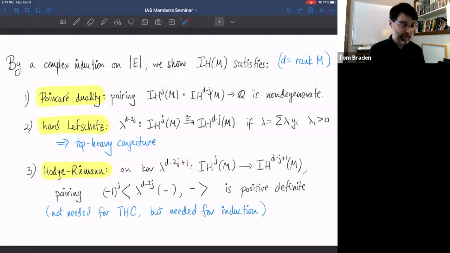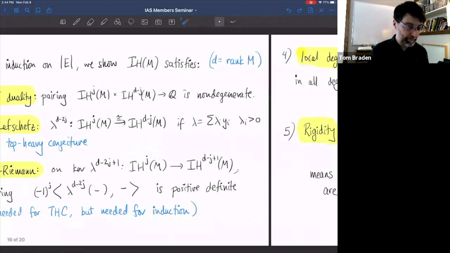We were not able to prove those first two statements without proving the 3, 4, and 5 that are on the next slide as part of the induction. So we also prove the Hodge-Riemann inequalities, which says that if you look at the kernel, so going from J to D minus J is an isomorphism, but if you go one step further, if you multiply by one more lambda, you can look at the kernel of that, and on that kernel, you get a pairing, which is go to the complementary degree and take the pairing and then multiply an appropriate sign, and that's positive definite. Okay, so it tells you something about the signature of that pairing. And these are all things that are true for algebraic varieties, but we're able to prove them, again, purely combinatorially.